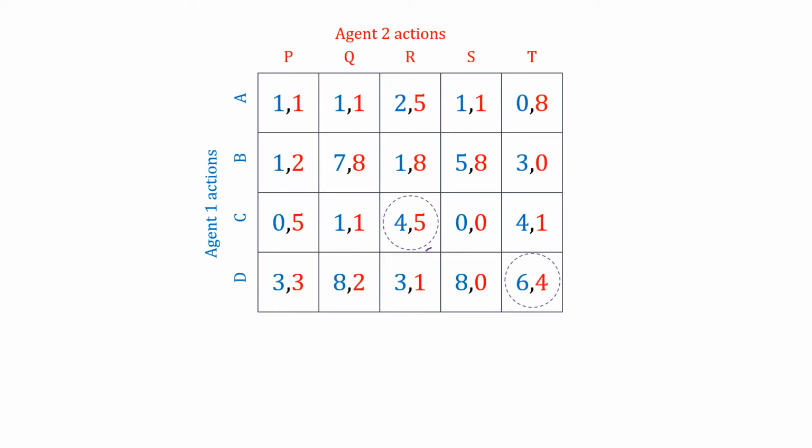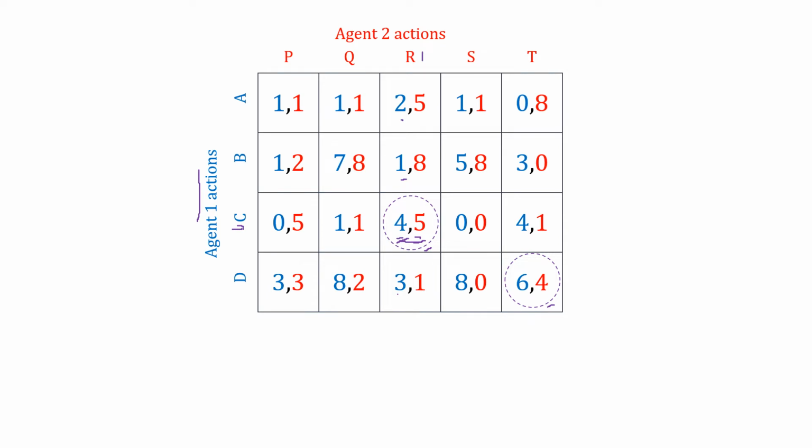These two circled points are the Nash equilibrium points. This Nash equilibrium corresponds to agent 1 playing action C and agent 2 playing action R and receiving payoffs of 4 and 5 respectively. Now, why is this at equilibrium? Because suppose agent 1 unilaterally deviates, then it would get a payoff of 2, 1, or 3, which is less than 4. So agent 1 has no incentive to deviate from this action C.